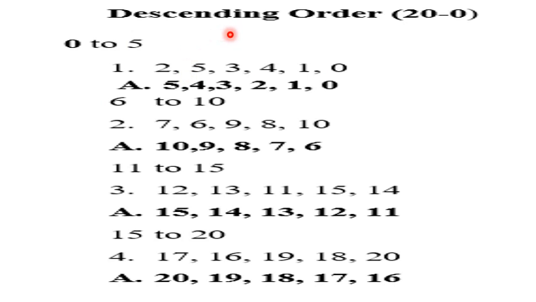Now, let us understand descending order with numbers. This is 0 to 5. Basically, from 5 to 0, we have to arrange the numbers. So, 0 to 5, I have arranged the numbers. See here, 2, 5, 3, 4, 1, 0. Now, descending order is bigger number to smaller number. So, the answer will be 5, 4, 3, 2, 1, 0.